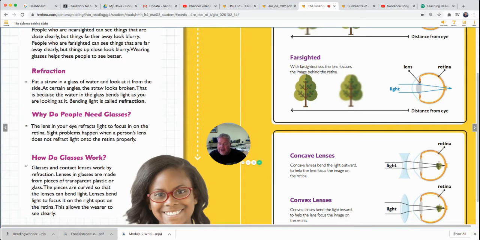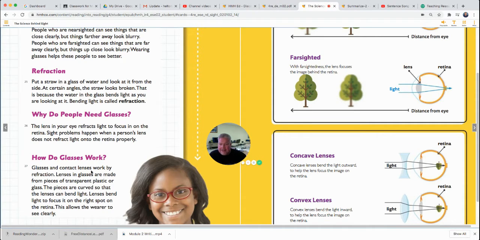The lens in your eye refracts light to focus it on the retina. Sight problems happen when a person's lens does not refract light onto the retina properly. So our lens in our eyes, that part that gets thicker or smaller that we looked at, helps focus whatever we're looking at on the retina. When our lens doesn't work correctly, we've got to put another lens in front of our face, like these glasses.